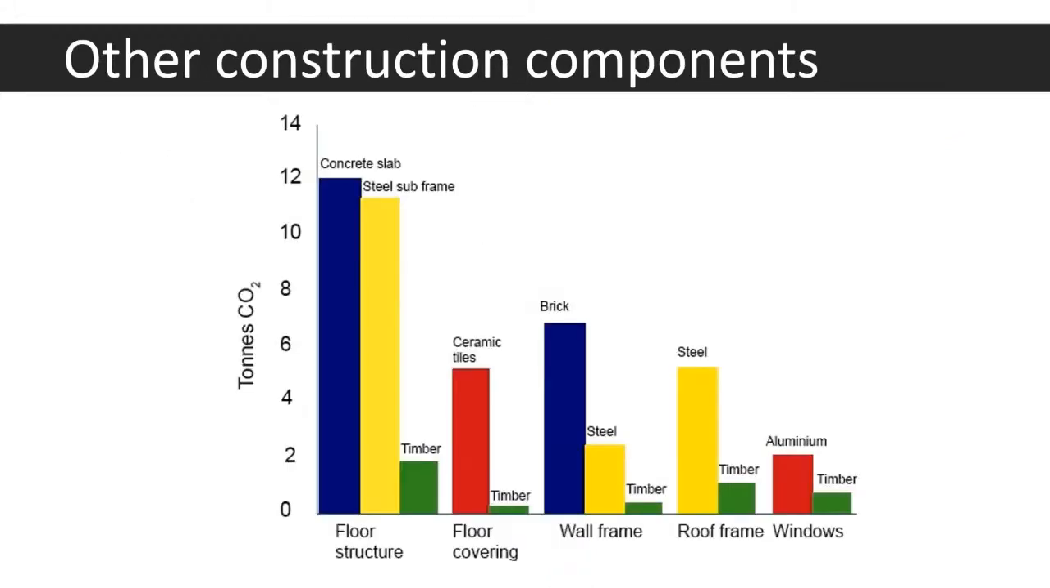Now, if we're looking at whole building elements, the overall result is that timber tends to be the preferred option from the point of view of embodied carbon. If we compare it to concrete, for example, in a floor structure or a steel subframe, timber has much, much lower embodied carbon emissions. And it's the same if we're looking at walls, where, for example, timber compares favorably in comparison to bricks. And even if we're looking at windows, timber comes out much better.